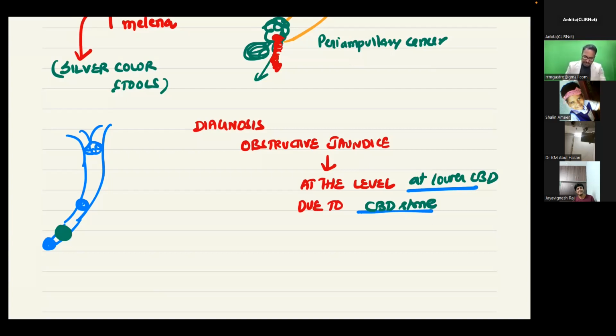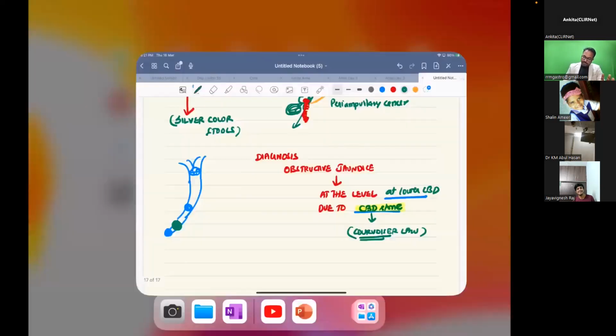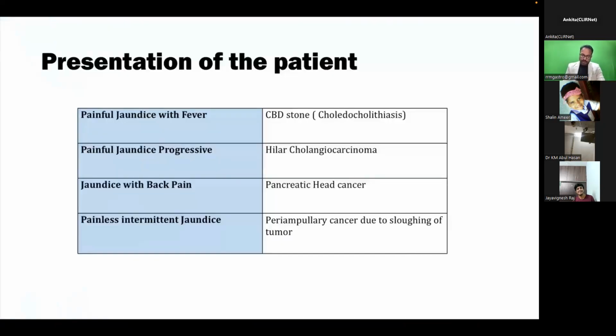The examiner will be expecting whether you are telling stone or cancer, which is purely based on Courvoisier's law. So Courvoisier's law says: where is the obstruction, what is the cause of obstruction? If it is a stone, the gallbladder will not be palpable. If it is a cancer, the gallbladder will be palpable. Please remember this point for your exam. So this is very important.